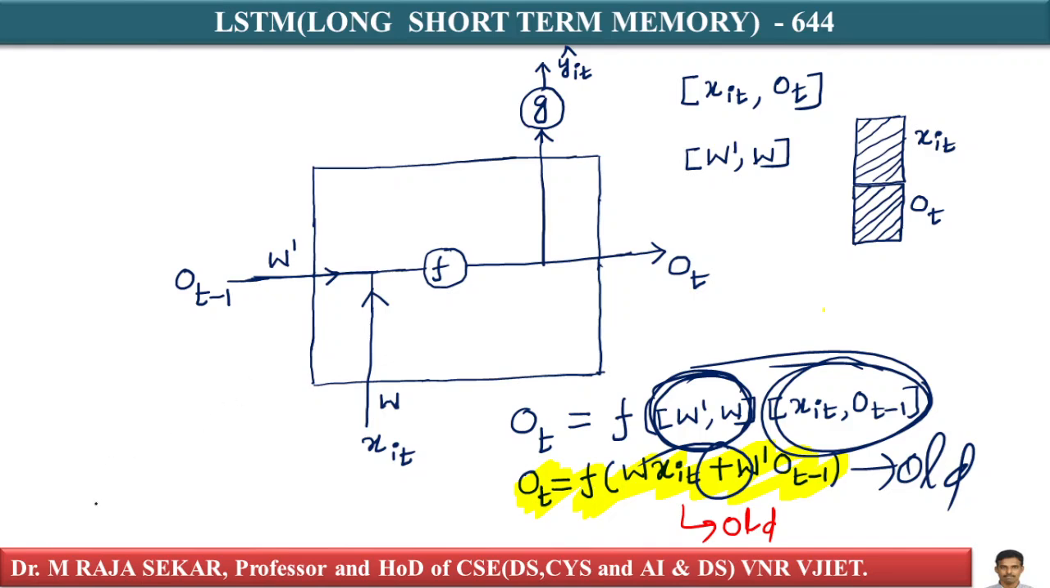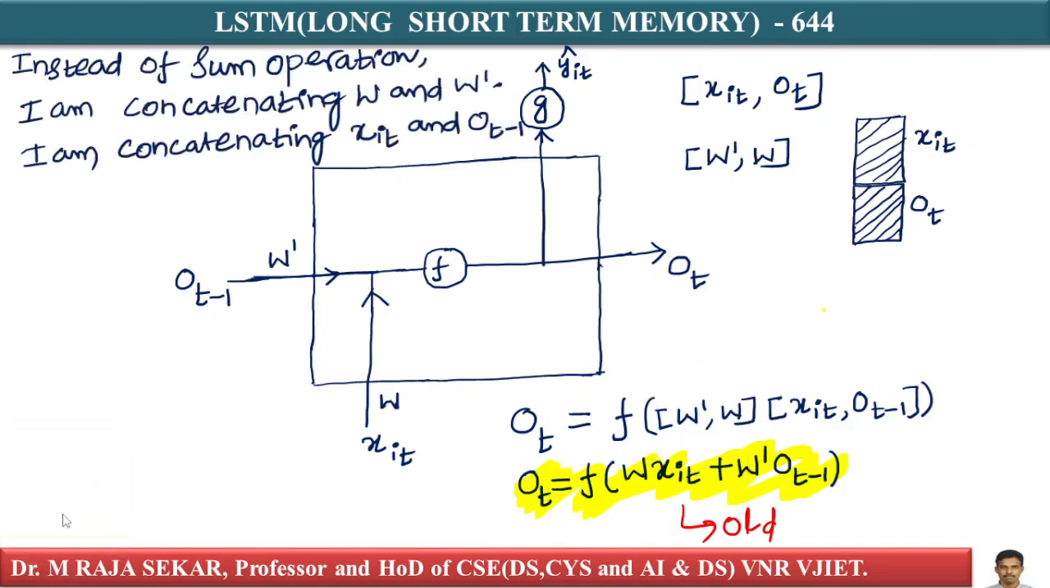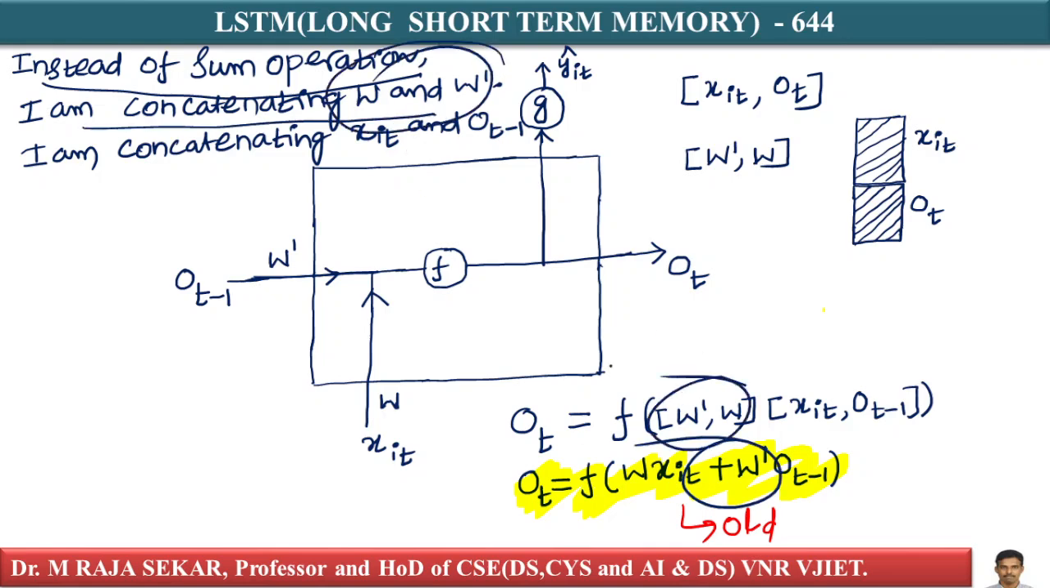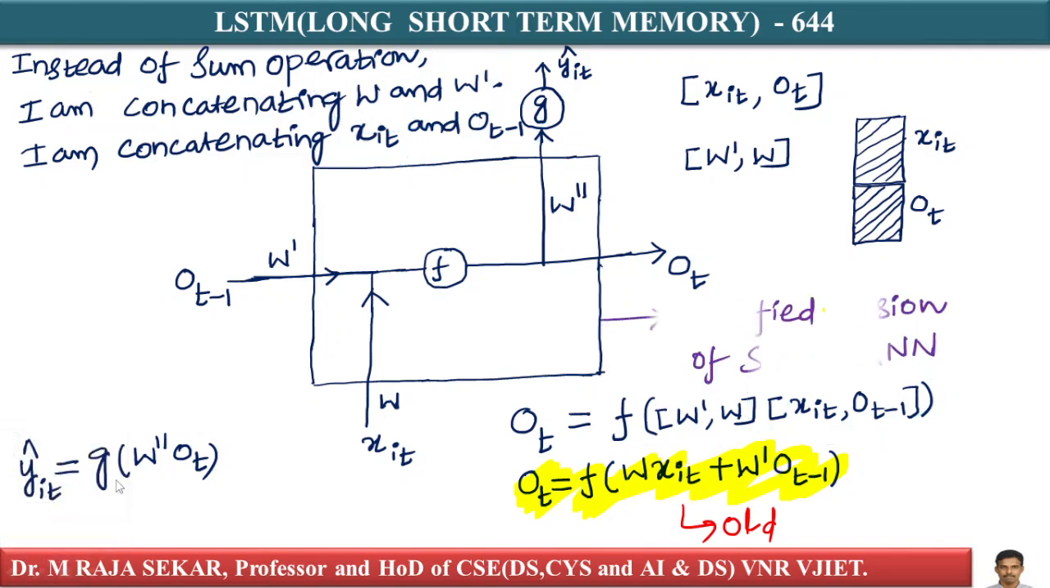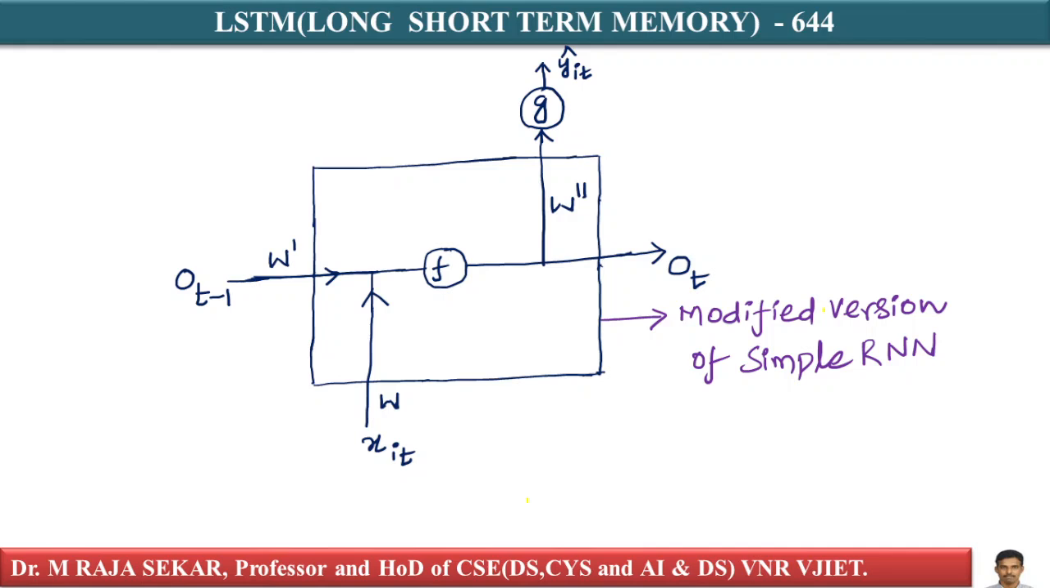Instead of the sum operation that we had here, I am concatenating W and W dash, and I am concatenating xit and OT minus 1, isn't it? This is your YIT. YIT cap equal to this is a modified version of simple RNN, isn't it? YIT is essentially G of W dash of OT. This is also simple RNN, a modified version of simple RNN.